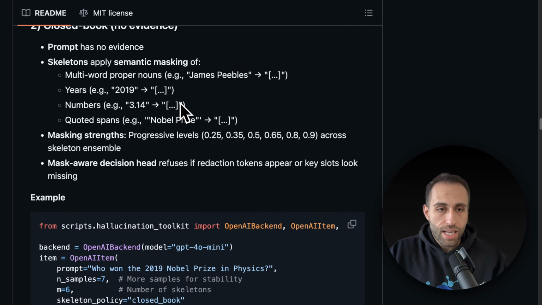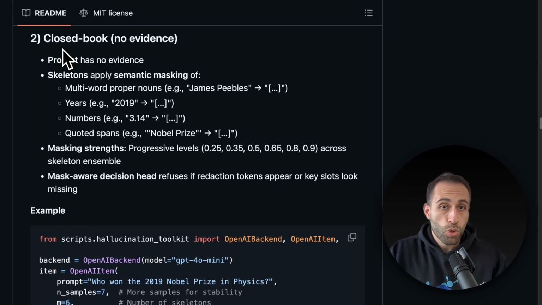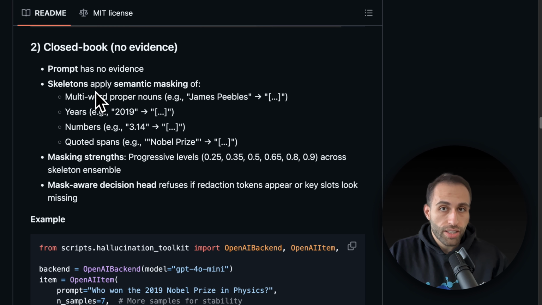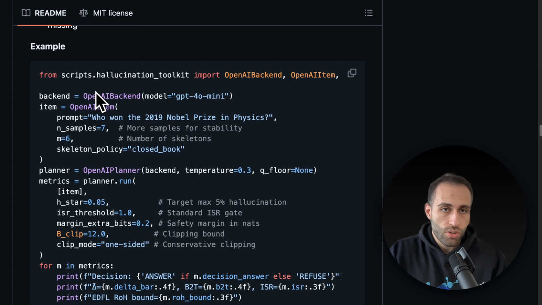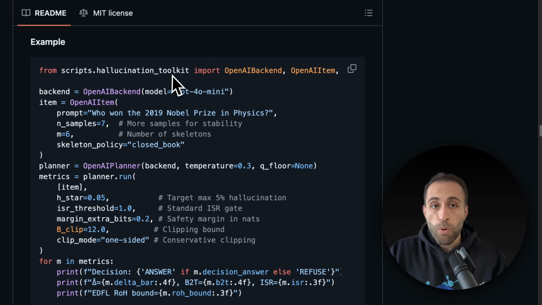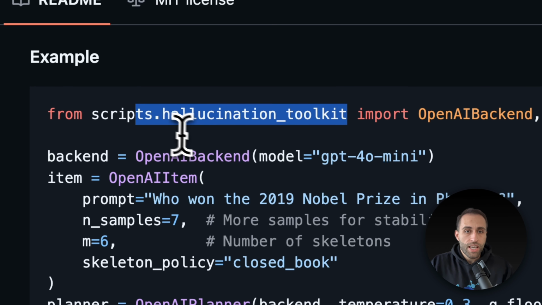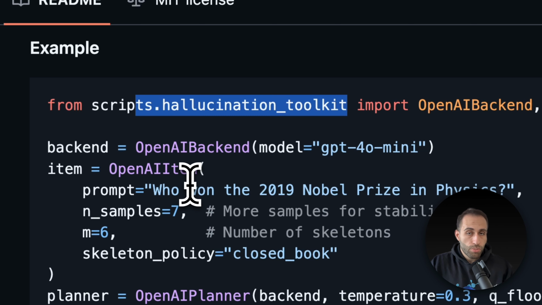So here's a couple of examples. For example, this one is closed book, the one where there's no RAG, no context in the prompt, and you want to calculate hallucination. So you simply need to import the hallucination toolkit scripts, and then there are a couple of things you need to provide as an input.